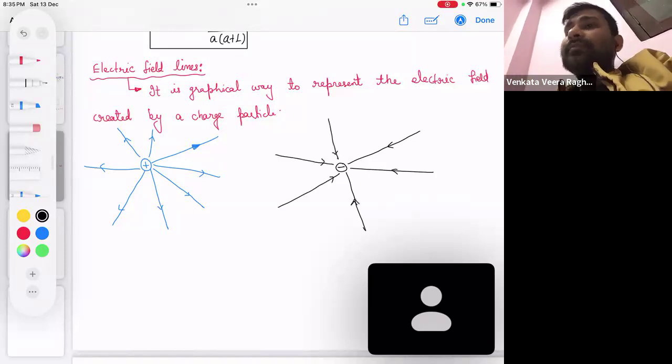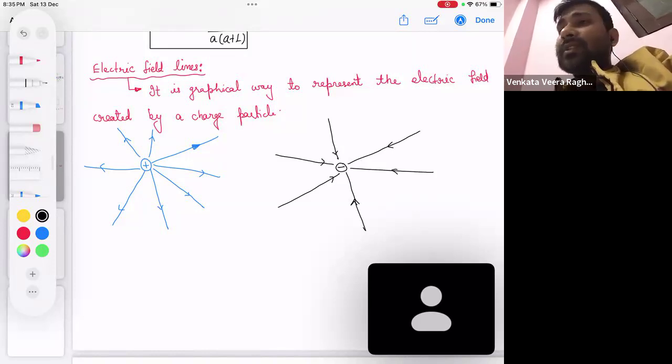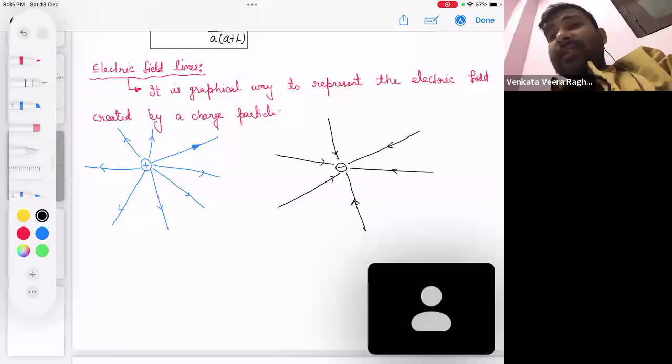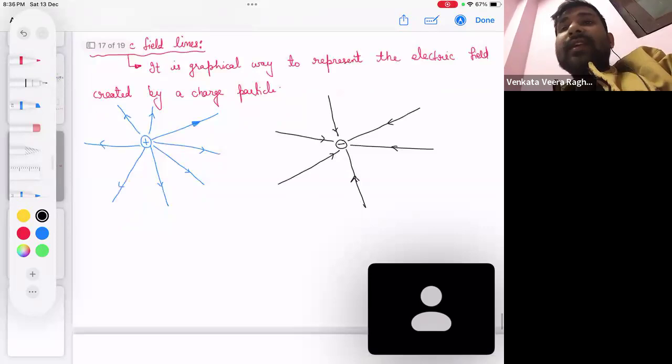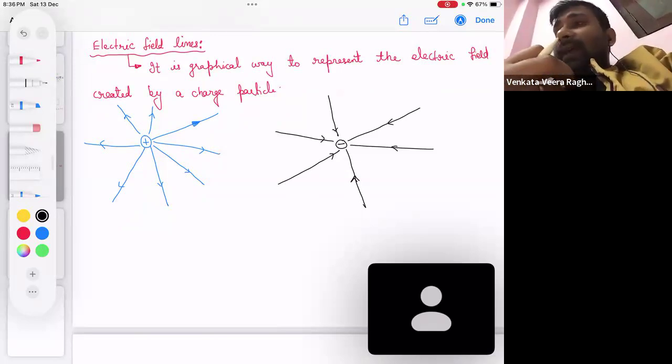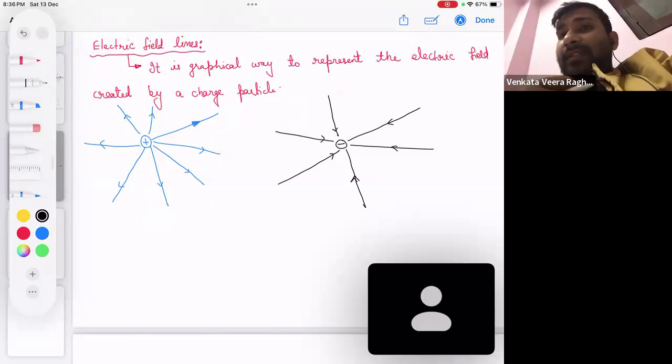Okay, that is the first thing. So if field lines are coming out of a charge particle, can I directly understand that it must be a positive charge particle? If field lines are terminating at a charge particle, can I say that it must be a negative charge particle? So by just looking at the direction of electric field lines, I can tell the nature of the charge particle. Is that understood? First thing.